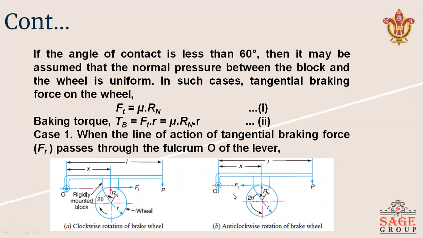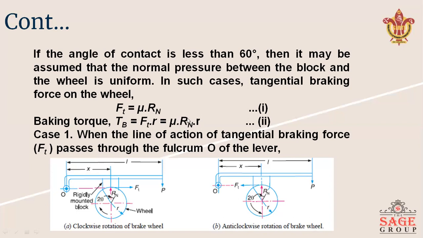And the same here, only the direction changes, that is anti-clockwise. So the direction of the tangential braking force is also changed, but the line of action of the tangential braking force is the same. This is the effort applied at the end of the lever, that is P, and this is the length of the lever, L.